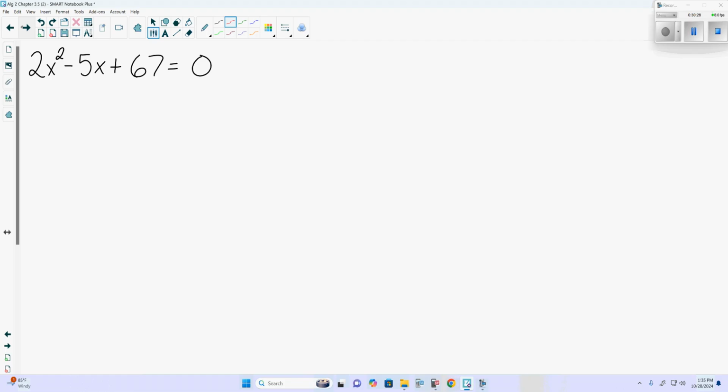So looking at this here, variables, everything's on one side of the equation. Is A equal to 1? No. If not, make it so. So here we have to divide everything by 2.